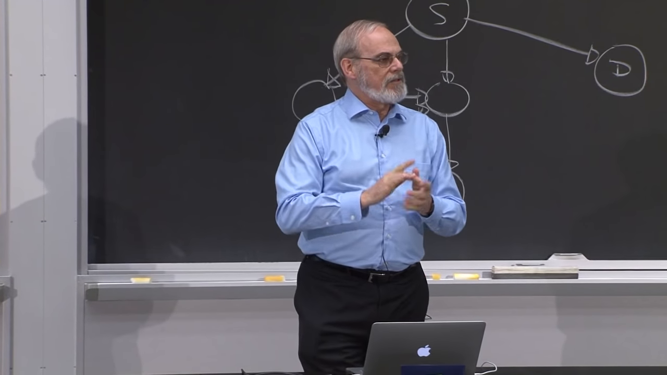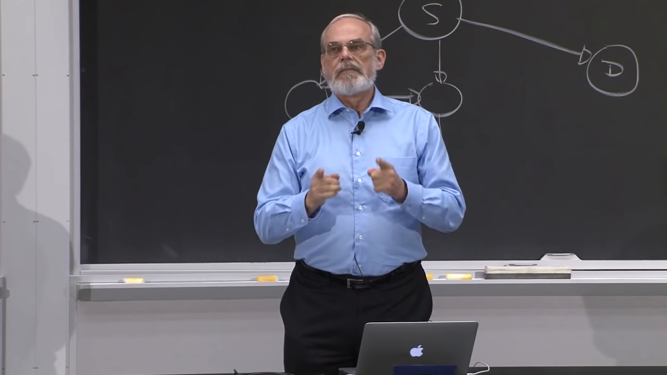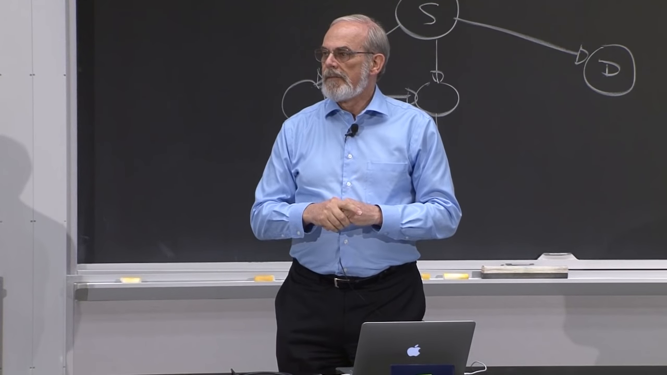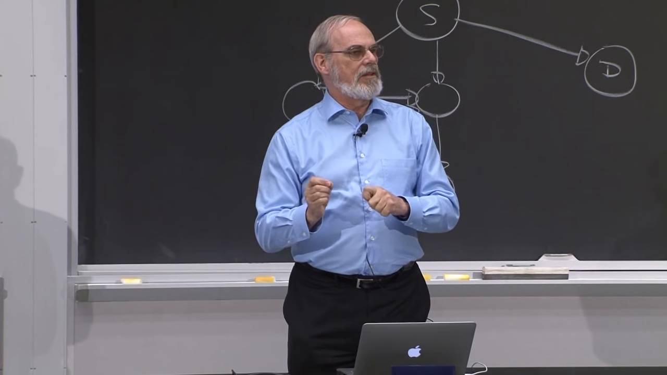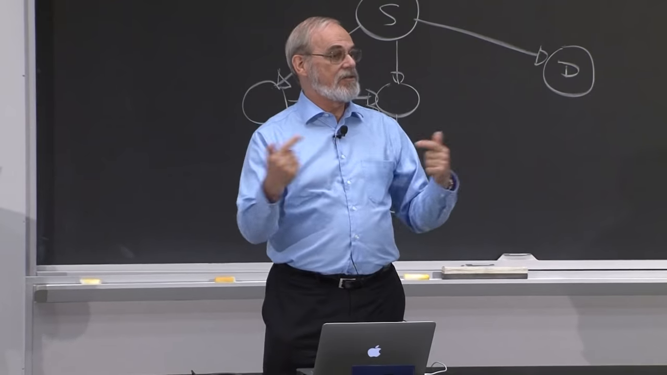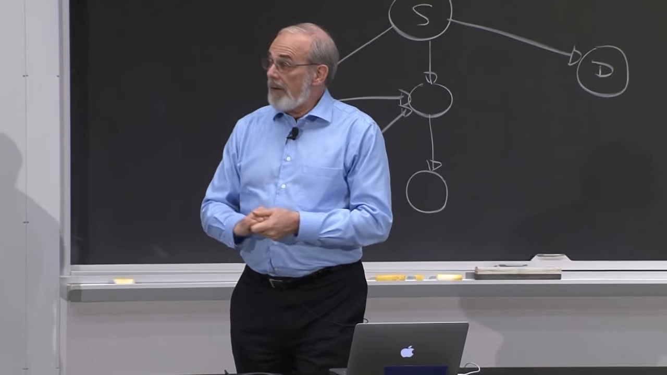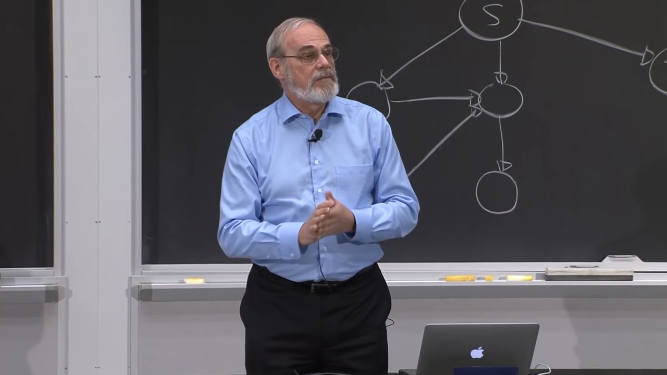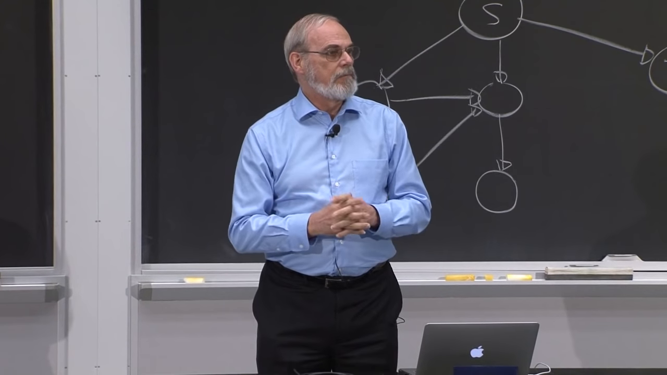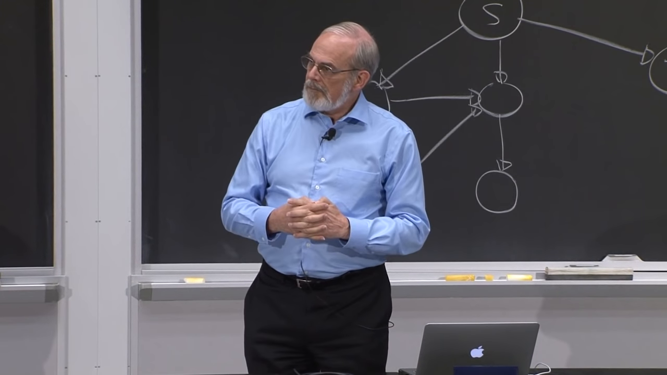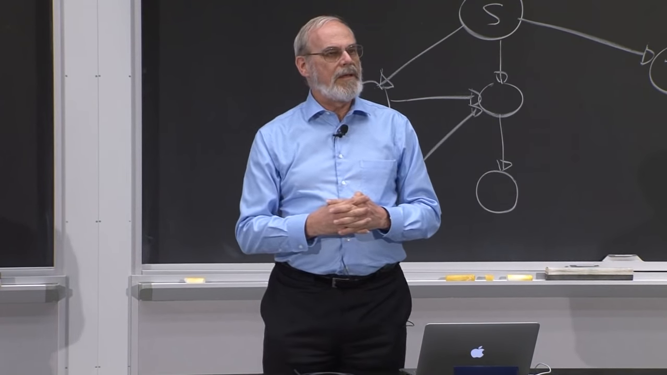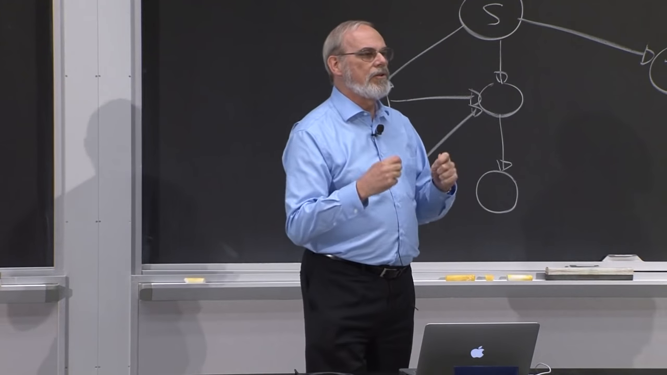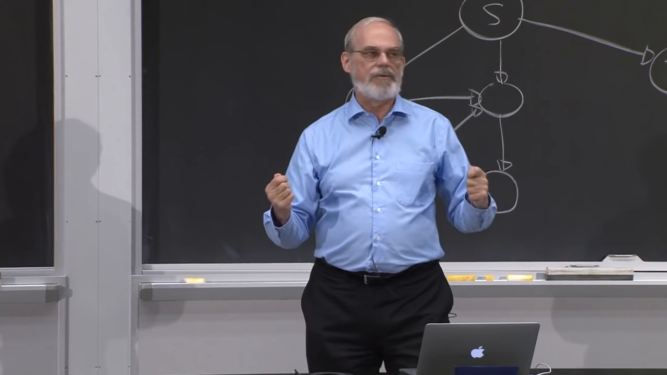Note, by the way, because it's a directed graph, it's not symmetric. There might be a 1 between S and D, but not between D and S, unless there are edges both ways. This would be a perfectly reasonable way to represent a graph, but not the most convenient one. I'd have to go into the matrix to look things up.